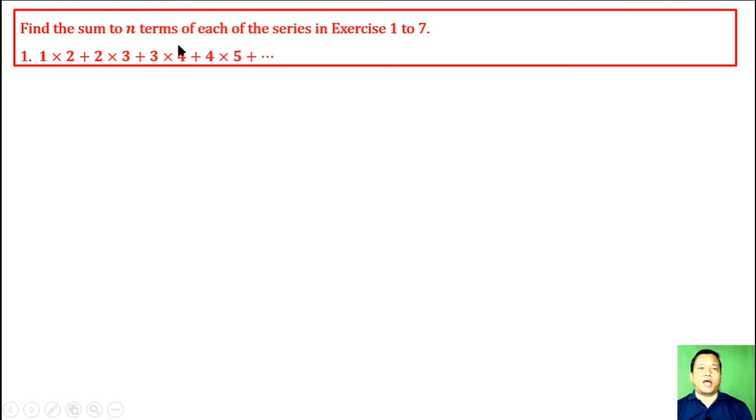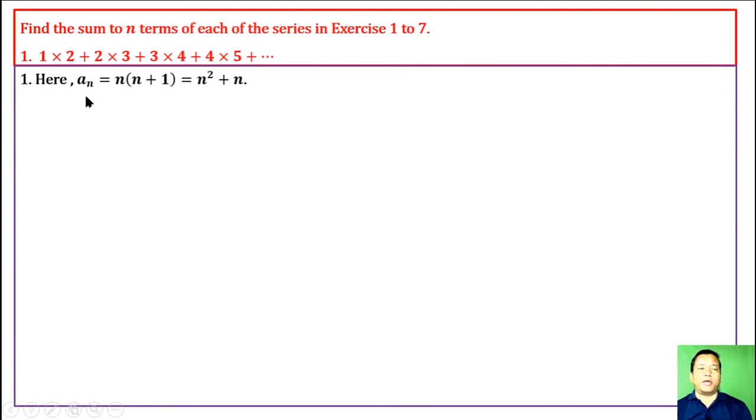Find the sum to n terms of each of the series in exercises 1 to 7. We have to find its general term an, where an denotes its nth term. For the first term the first factor is 1, for the second term the first factor is 2, for the third term the first factor is 3. Therefore for the nth term the first factor must be n, and the second factor is n plus 1. Multiplying n by n plus 1 we get n square plus n.